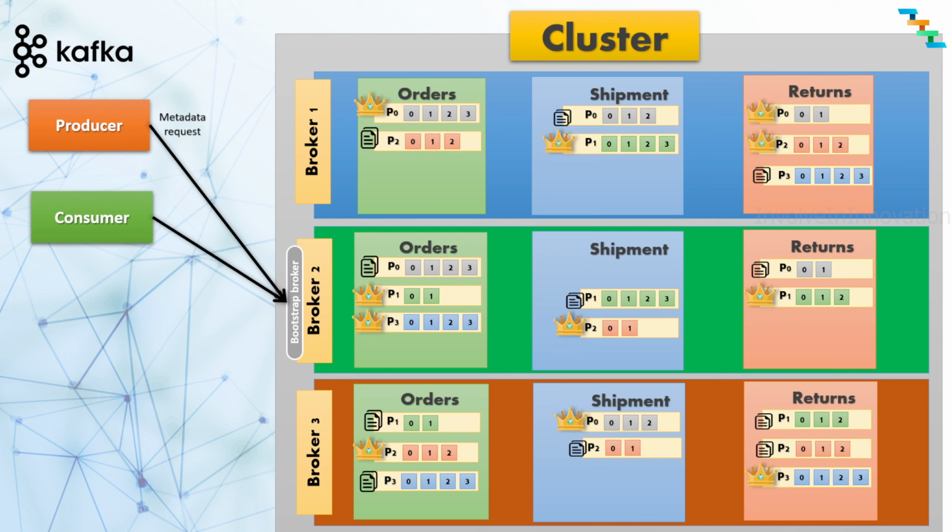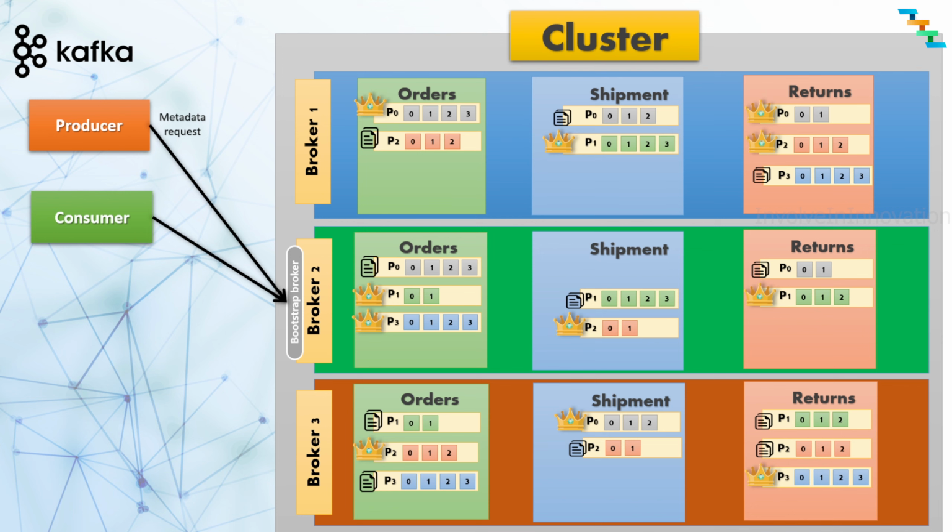We will see how the bootstrap broker works. Let's say your producer needs to send a message to the orders topic partition 0. The producer does not know all the broker information, so it does not know in which broker partition 0 is present. That is, the producer or the consumer does not need to know all the broker addresses upfront. It just needs to know the address of one broker to get started. That broker is the bootstrap broker. The address can be specified either as a hostname or IP address along with the port number. The default port number is usually 9092 for plaintext communication.